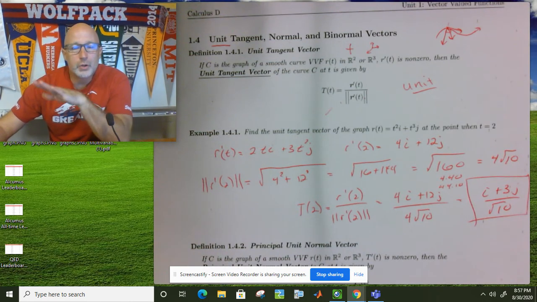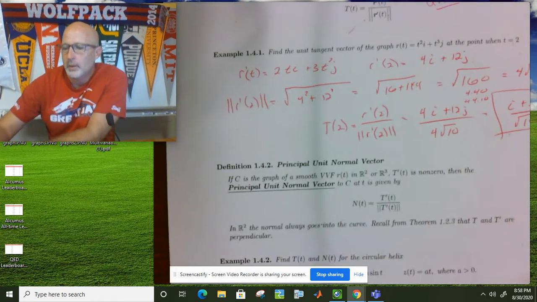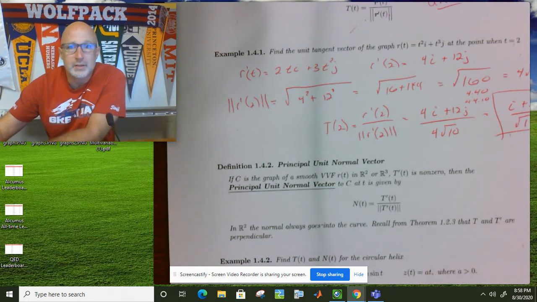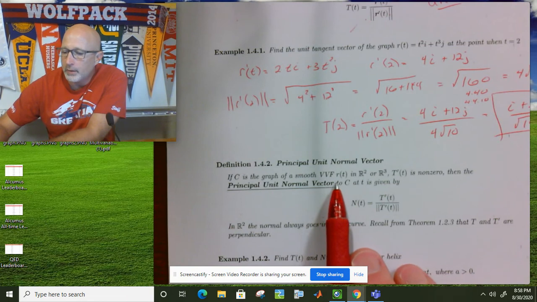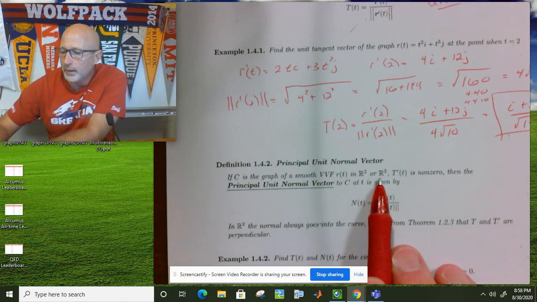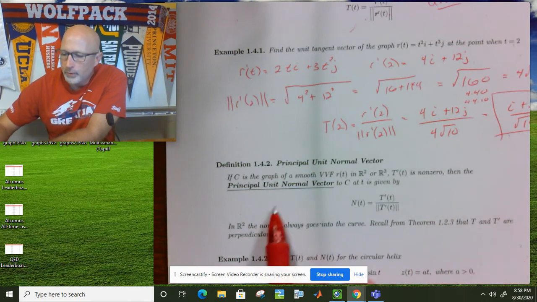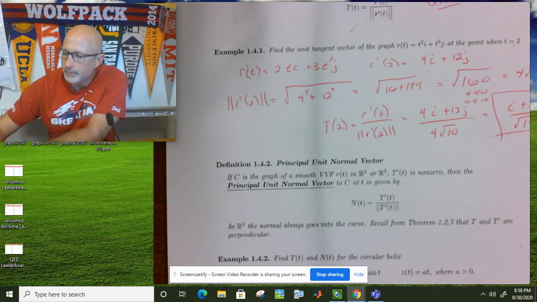Okay, so that's the unit tangent vector. Now we want to go into the principal unit normal vector. Like I stated before, this is just going to be the one that's perpendicular to the tangent vector. So if C is a graph of a smooth vector-valued function r of t in R2 or R3, and T prime of t is non-zero, then the principal normal vector to C at t is given by this equation.